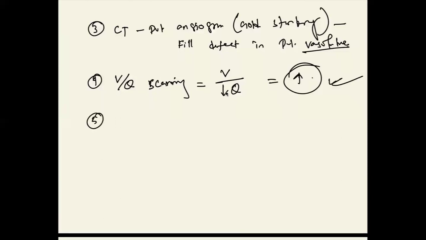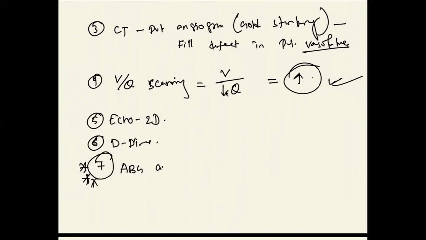Then you can also go for echo, 2D echocardiogram. You can go for D-dimer, and especially, last but not the least, the most important, you go for ABG analysis. ABG analysis. So what will we look for? Alkalosis. Pulmonary alkalosis or respiratory alkalosis.